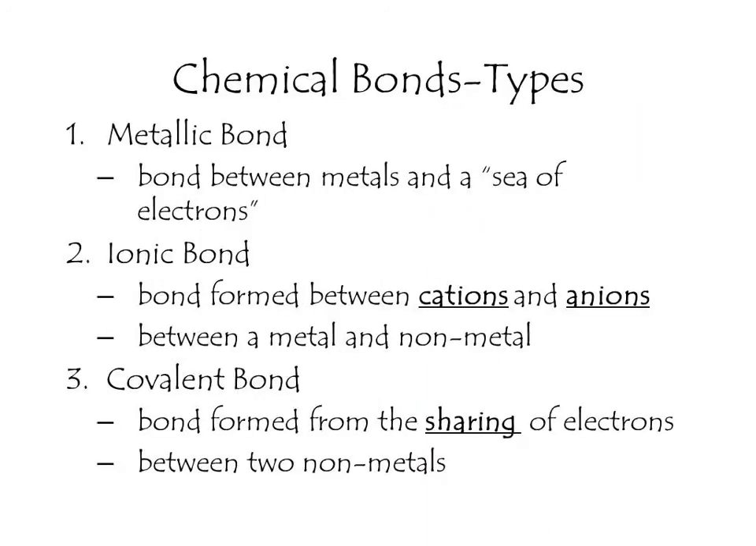So to summarize everything we've learned in this quick video, the three types of chemical bonds that we've talked about are metallic, and those bonds are between only metals, and they are formed because of this sea of electrons, these mobile charged particles that are delocalized. And the second are ionic compounds, and these are formed between a cation and an anion, so between a metal and a non-metal. And finally, covalent bonds, where it's a sharing of electrons and it's only between non-metals.